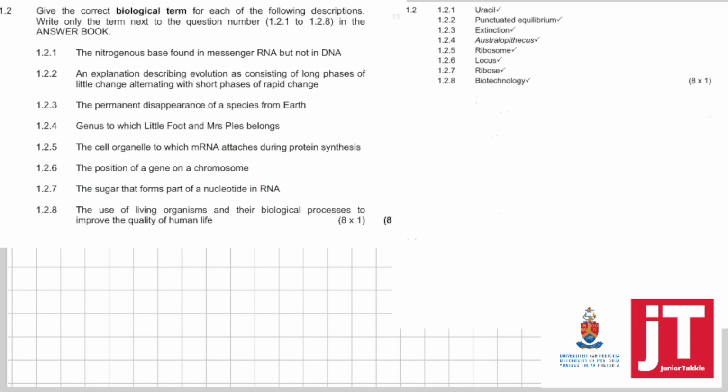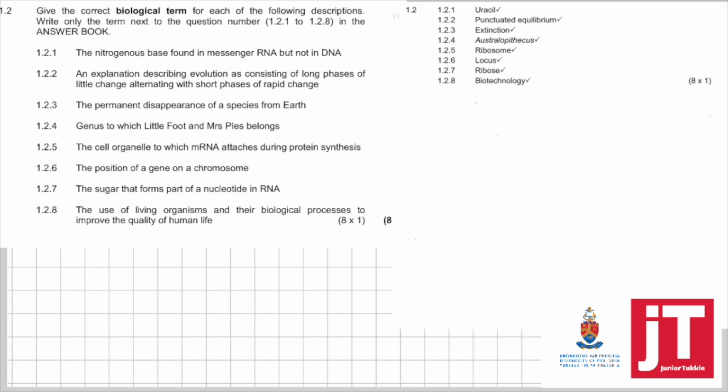Again, I don't do the multiple choice. It's a bit too straightforward. Let's look at terminology. Many learners are having a lot of problems with terminology. Give the correct biological term for each of the following descriptions. Write down only the term next to the question number in the answer booklet. Right. As you can see my setup, I have the question on the one side and the answer is much smaller. That's just if you don't want to print the memo and the question paper, you can just relax and watch the video and listen to me.